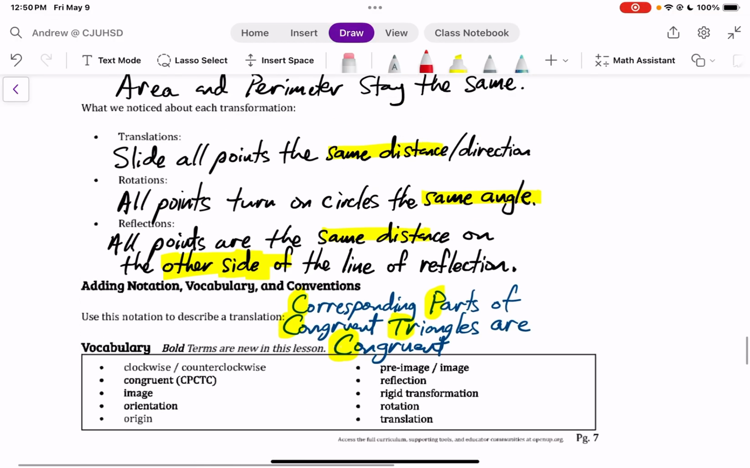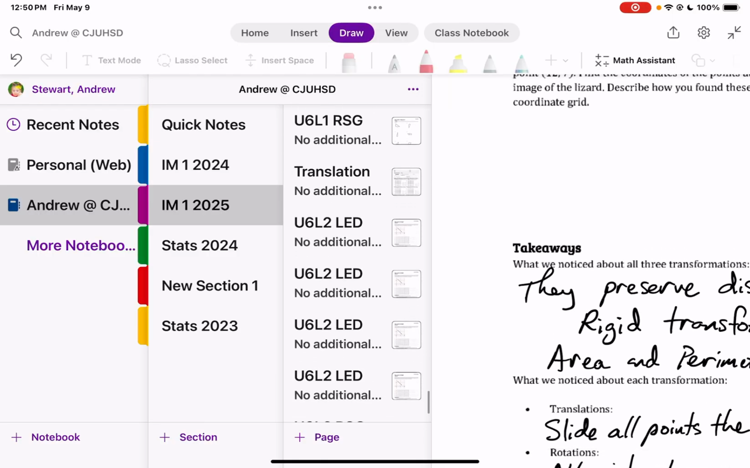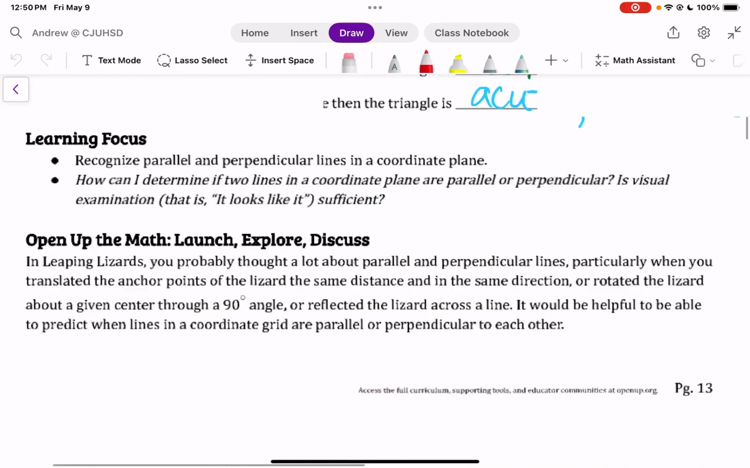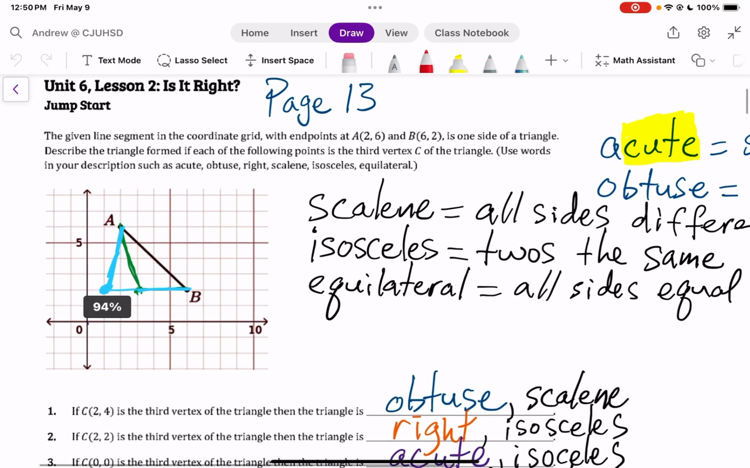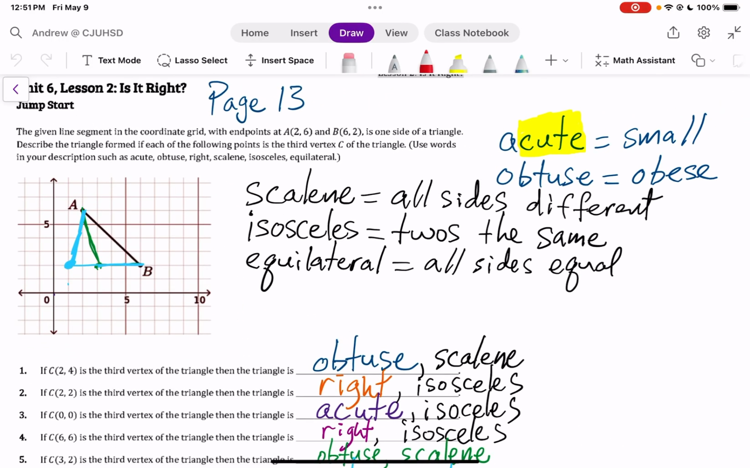And let's go on to the next lesson, Lesson number 2. So Unit 6, Lesson 2. Here we learned a couple of things about parallel lines. First of all, we reviewed the names of triangles. If a triangle is acute, that means all its angles are less than 90 degrees. Obtuse means one of its angles is more than 90 degrees.